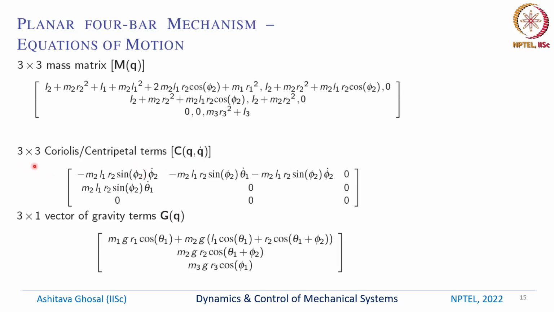Okay, so the 3 by 3 Coriolis and centripetal term can also be found. These terms are very similar to the planar 2R chain, and then this is the other part. We have phi 2 dot, theta 1 dot and so on, and the gravity vector is also here. We do not have phi 1 dot in the Coriolis centripetal term because that is just a simple rotation and there is no 2 omega cross V rel in that term.